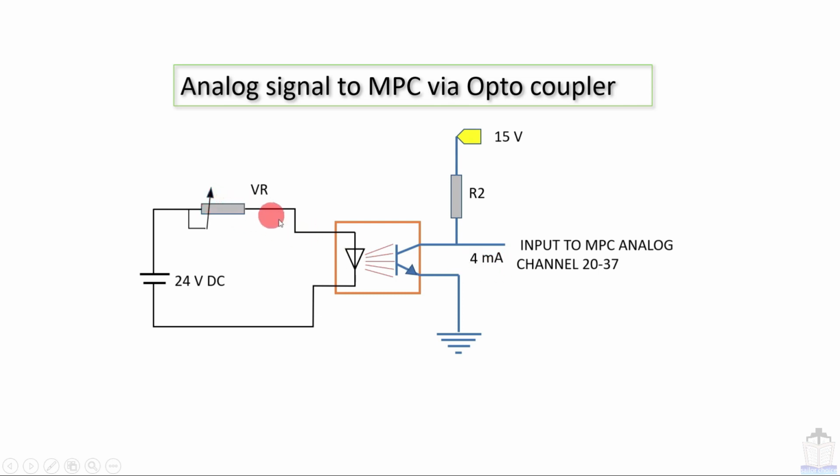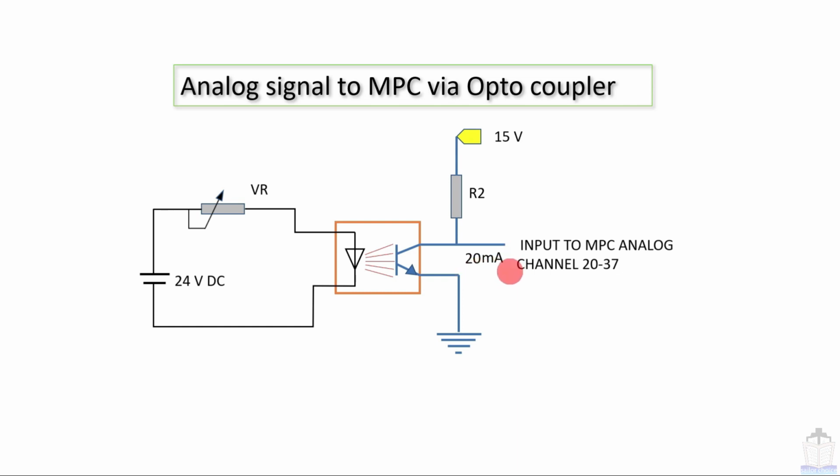resistance value, then current will increase and hence the intensity of the light will also increase, and here the current passing through the transistor will also increase. Here we will see with the help of animation what is happening to this milliampere if I reduce the resistance. Okay, now see, this is increasing. If I reduce the resistance, it has increased from 4 to 20 milliampere. So this signal here is going as input to the MPC analog channel from 20 to 37. So these channels work this way.